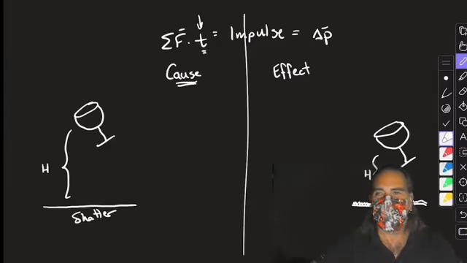No matter what happens in your car accident, you're going to be brought to rest as a result of the car accident. That can happen very fast or very slow. It's very likely you would prefer it to happen slowly, because the slower it occurs, the less force will be required for you to be stopped. That's the heart of understanding impulse.